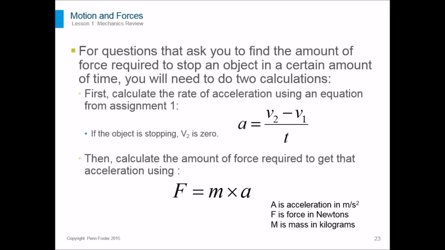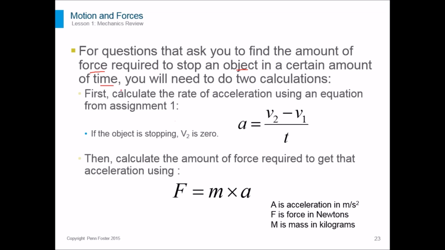You will run across this. We have questions that ask you to find the amount of force required to stop an object in a certain amount of time. So this is a little more complex. You actually need to do two different calculations to do this, okay? Because we're looking for force, mass times acceleration, but the question doesn't give us acceleration. It's talking about force and the mass of an object and the time. So you need to do two different calculations to find this.